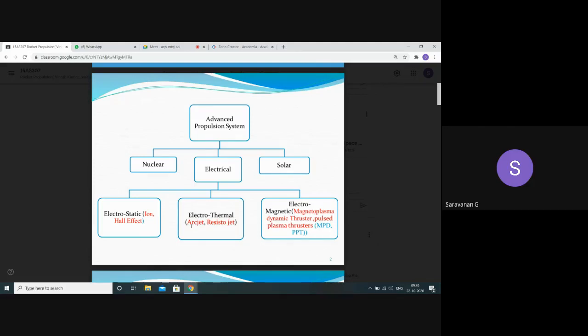The last, third categorization coming under the electrical system is electromagnetic. There we have electricity as well as magnetic field. Both the electric field and the magnetic field give some forces acting. That force or principle is meant for generating thrust. Hence it is termed electromagnetic. Under that we have variants like the MPD thruster and the PPT. The first one is the magnetoplasma dynamic thruster. The second one is the pulsed plasma thruster.